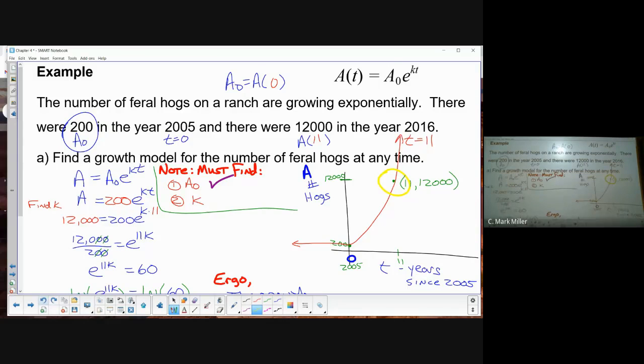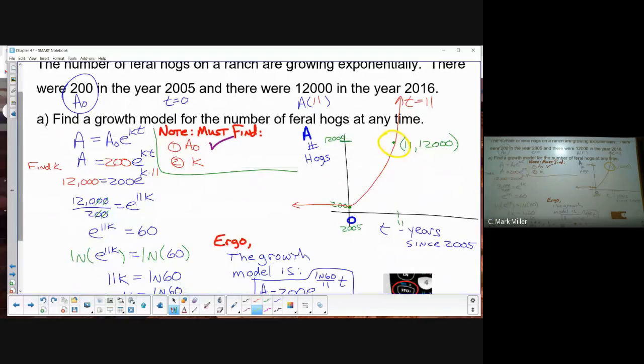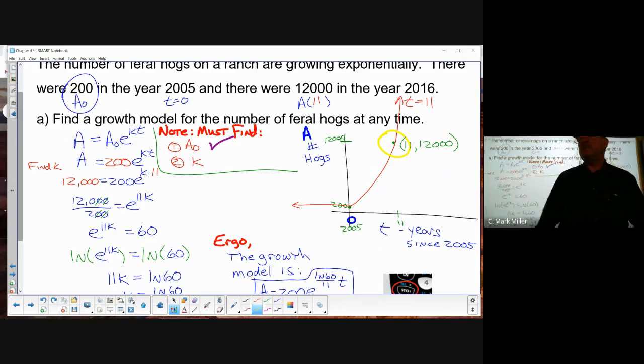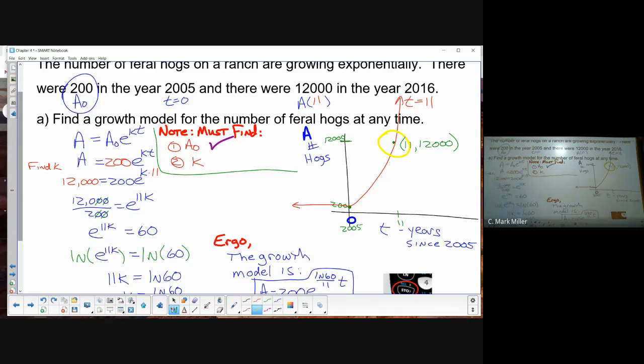The next part we do is we harvest the information in this other point, 11, 12,000. That says when in my formula t is 11, my population is 12,000. So I plug that in and I solve for k. If you haven't been looking at logarithms, if you haven't been looking at the exponential functions, honestly, if you haven't been turning in homework that you've done, right? There's answers to homework everywhere. There's people that will do homework for you. Obviously, that doesn't help you very much.